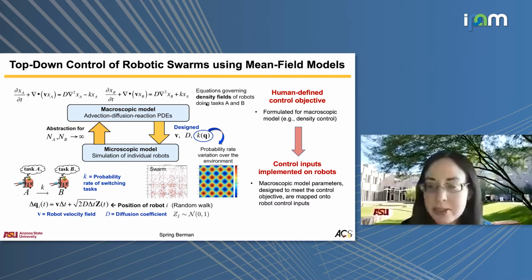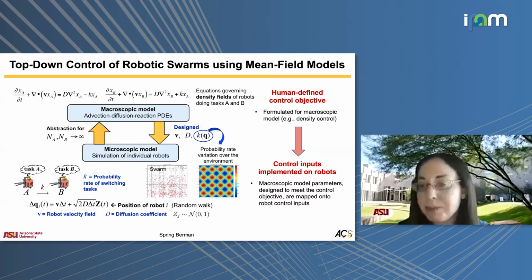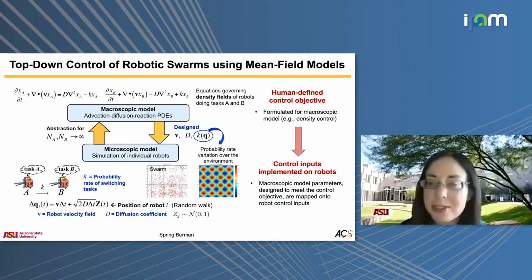And so here's an illustration of one possible framework for robots that are just switching from task A to task B at some probability rate. And so you can see that their motion is described by this stochastic differential equation. It has both a velocity field for directed motion, and in this case, it also has a diffusive type behavior to model either programmed randomness, for instance, to increase dispersion so that they can more effectively explore an environment, or modeling noise in the sensing and actuation.